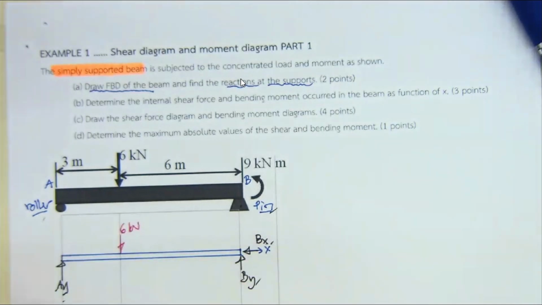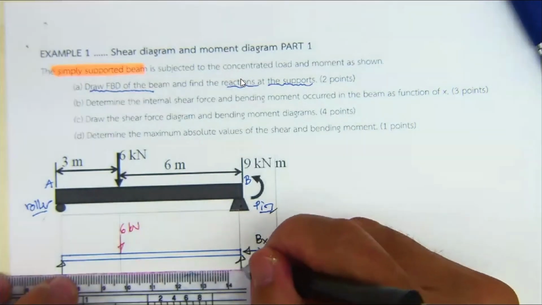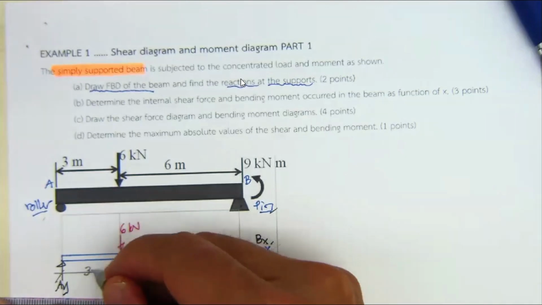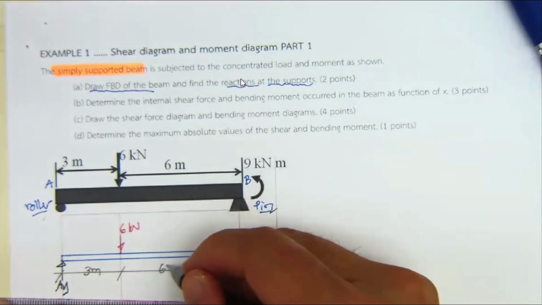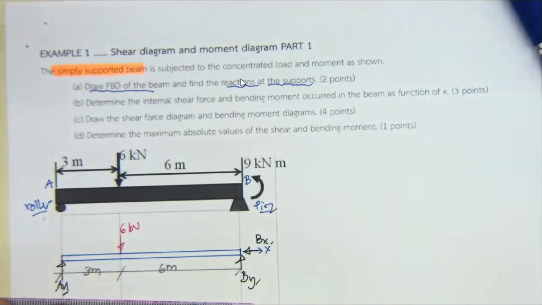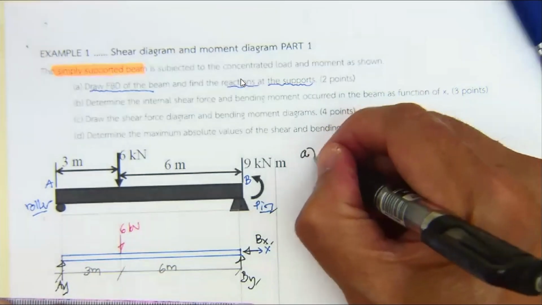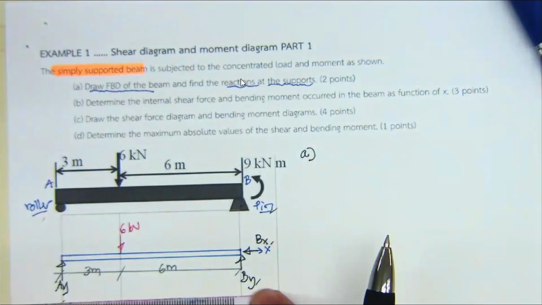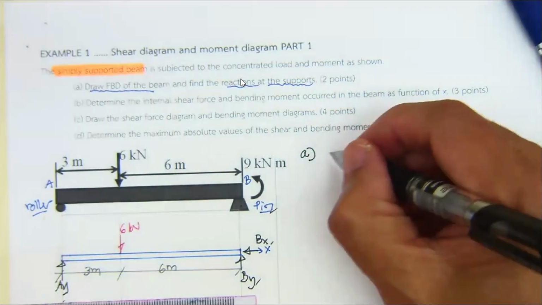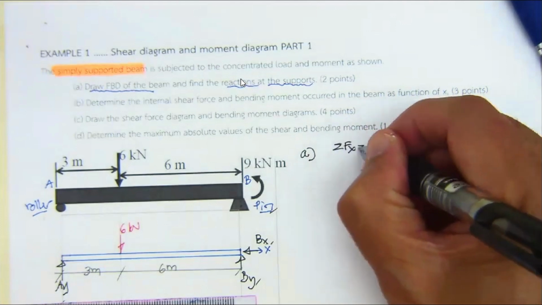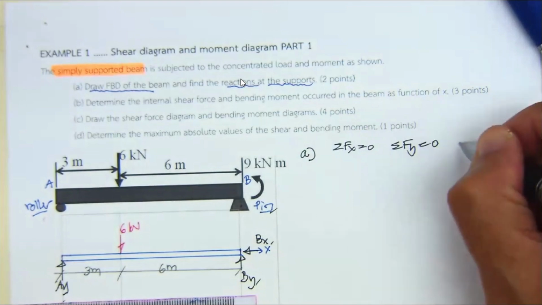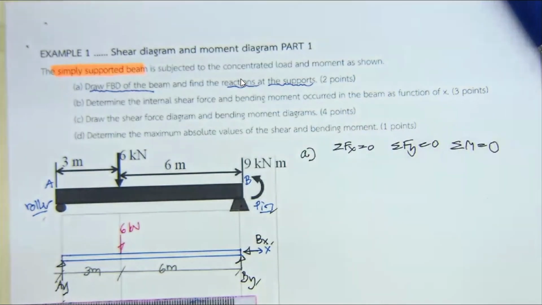Now, since you need to take the moment, then you have to specify the length. This is going to be 3 meters. This is going to be 6 meters. So, based upon A, now you get the proper free body diagram of the beam. Then, you have three equations: summation of F sub x equal to 0, summation of F sub y equal to 0, and summation of the moment equal to 0.